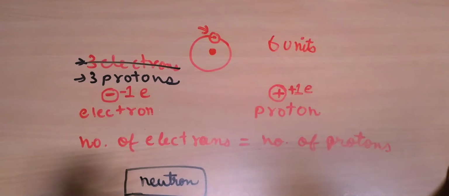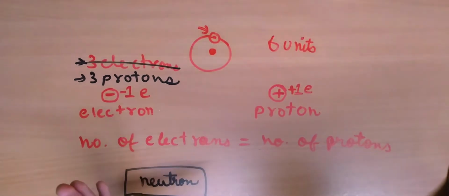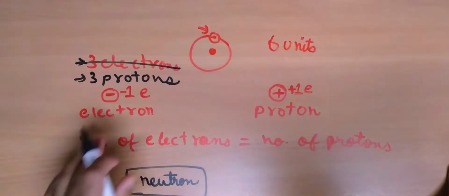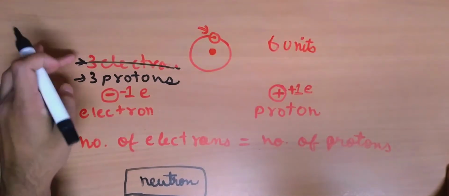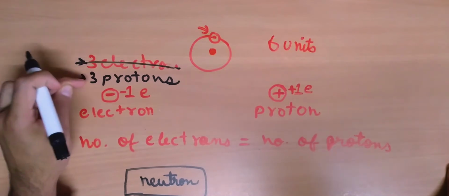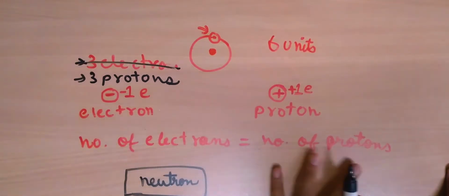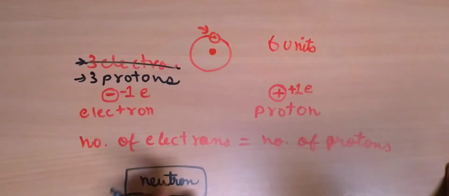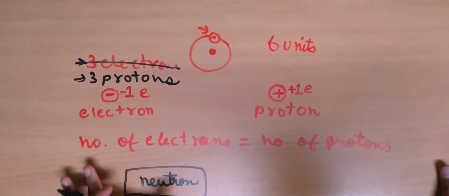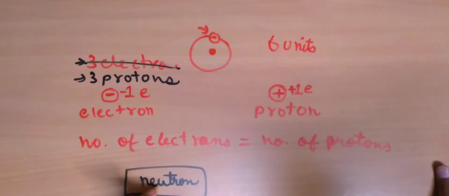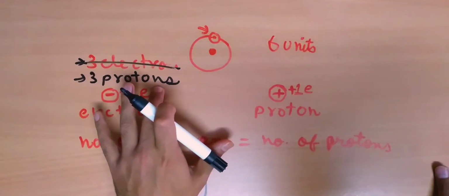Now, as the name suggests, this neutron is neutral. It has no charge, because if it had charge, it would make this whole atom charged, because already we have the charge balance due to these 3 electrons and 3 protons, equal number of both electrons and protons. So even if we add more neutrons, the whole thing will be neutral because it has no charge, but its mass is exactly equal to the mass of the protons.